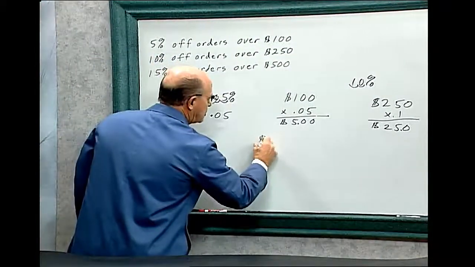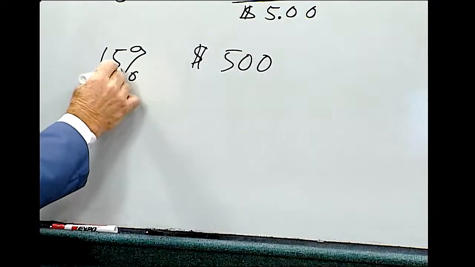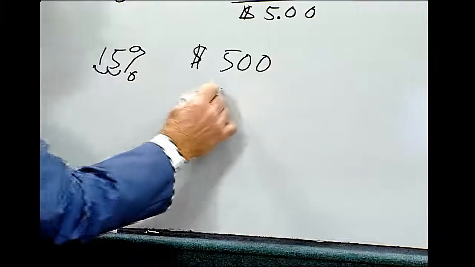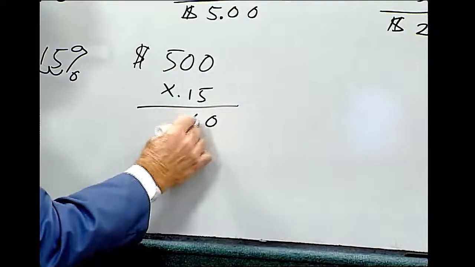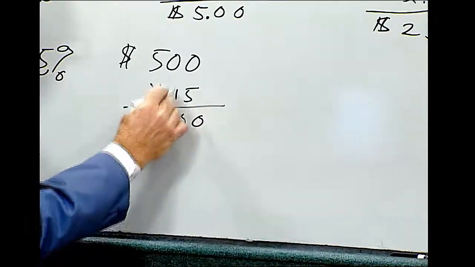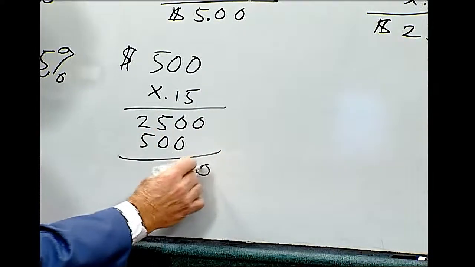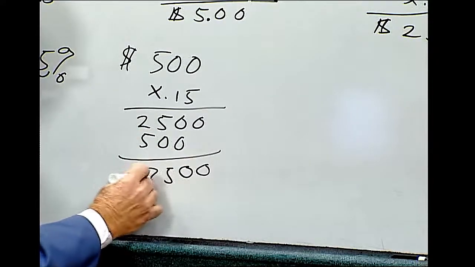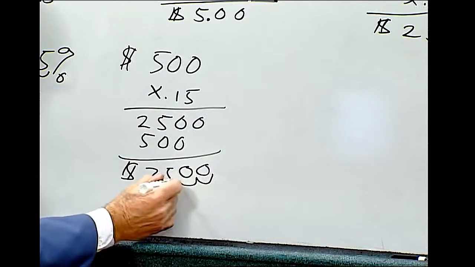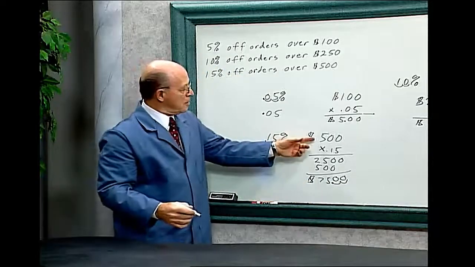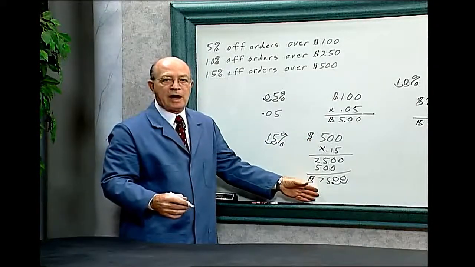So $500, 15%, move the decimal point over 2 places, times 0.15. So if you purchase $500 worth of goods, you get a 15% discount, and you would save $75.